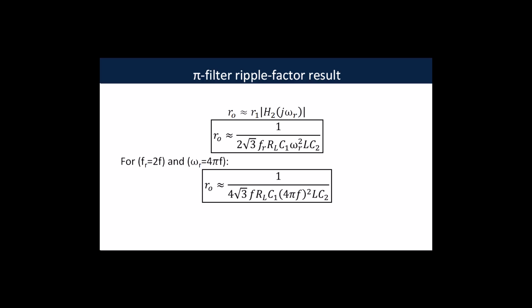The estimated pi filter ripple factor equals the first stage ripple factor multiplied by the attenuation of the LC2 section. Substituting the two approximations produces the first boxed equation written in terms of ripple frequency and angular ripple frequency. For a full-wave rectifier, Fr equals 2f and ωr equals 4πf, producing the second boxed form. This cascade formula shows that both capacitors and the choke contribute to smoothing.